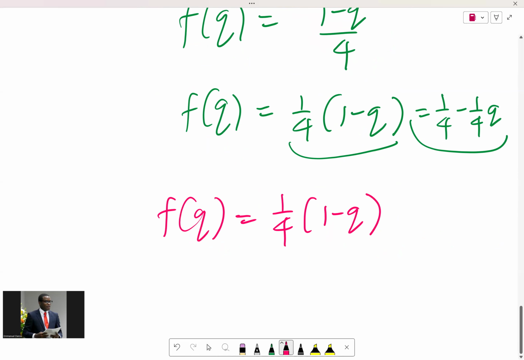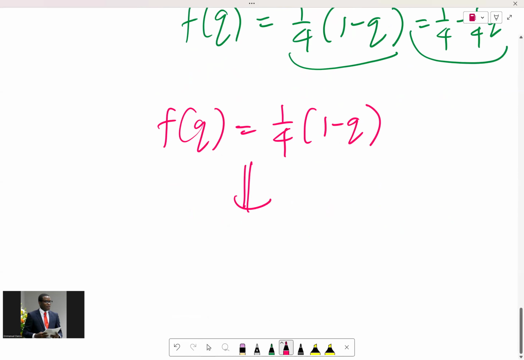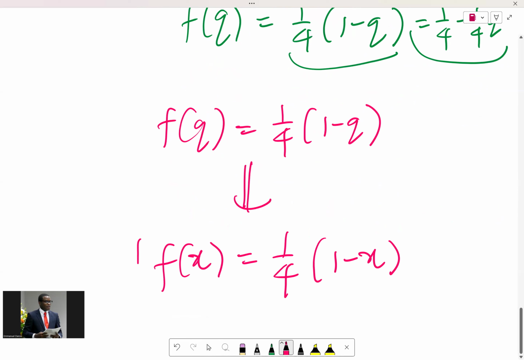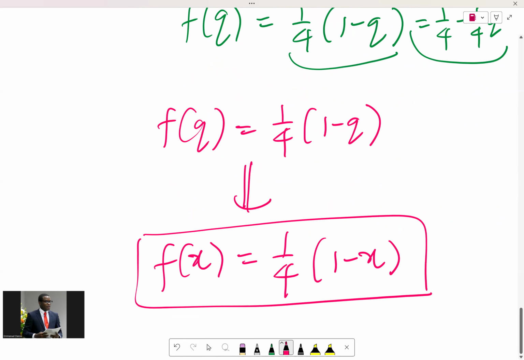And that simply implies that f of x is equal to 1/4 into (1 - x). So that is what we are told to find: f of x given that expression.